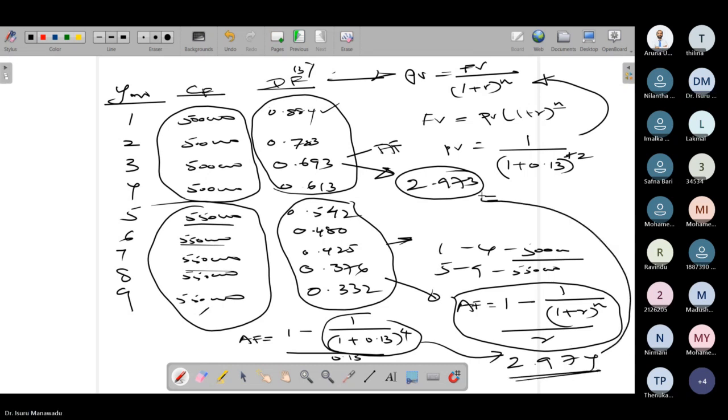Here, a couple of decimal places are different because of rounding up error. Through the calculator, we can get the exact, most accurate answer. But here, a small difference is there due to rounding up.